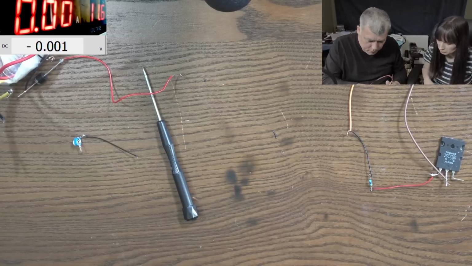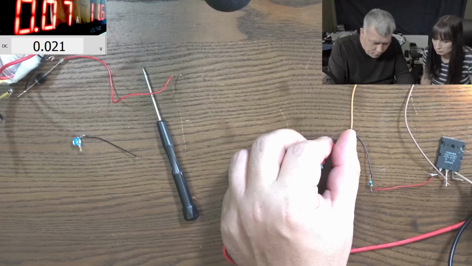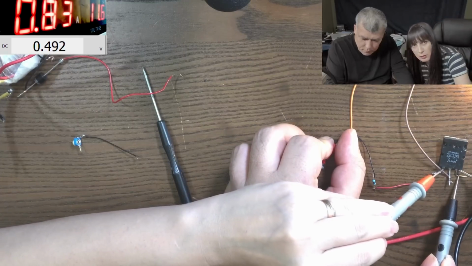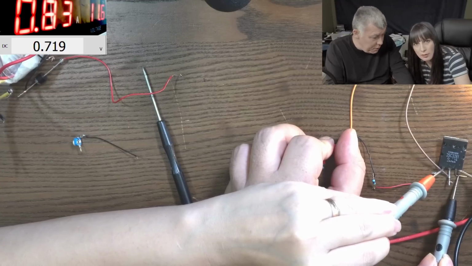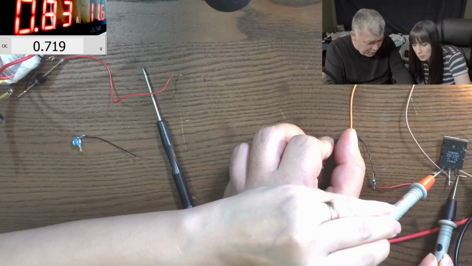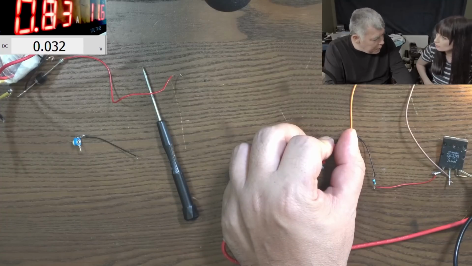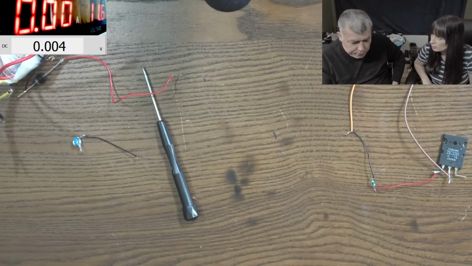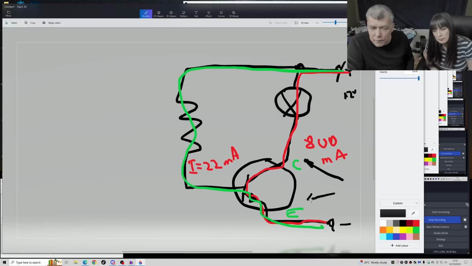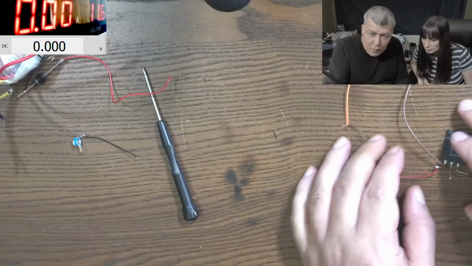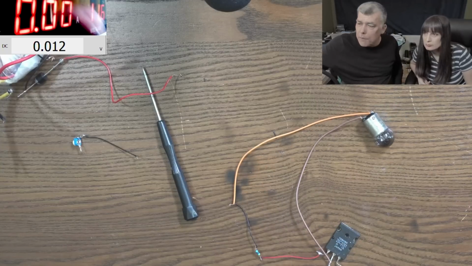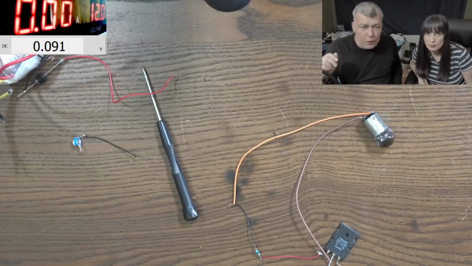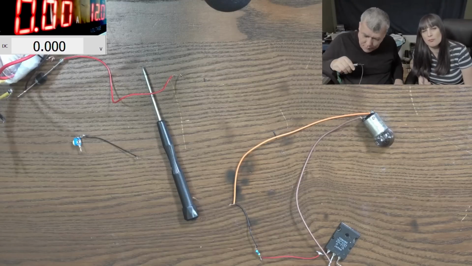One second. Base and emitter. What is the voltage? 0.7. So you see? So 22 milliamps equals 0.7 volts. Okay, you still don't understand. What do I want to check now? So what is the voltage on the power supply? 12 volts, right? Yeah. Good.